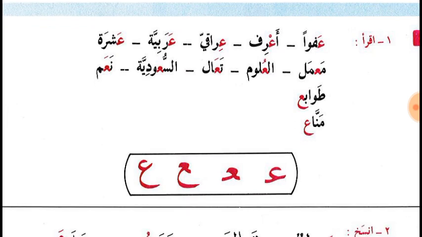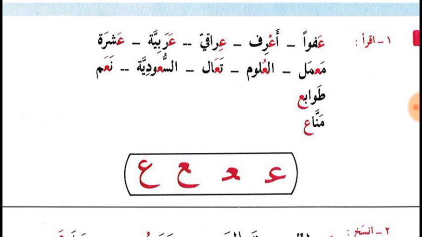Iqra' means read. So, Luma, read the first line. Okay, sir. Afwan. Afwan means forgive, pardon me, forgive me, or it also means it's okay. It has three meanings. A'rifu means I know. A'rifu, I know. Ta'rifu, you know. Ya'rifu, he knows. Just give me a moment, sir. Could you repeat the sigha, sir, again? A'rifu, I know. Ta'rifu, you know. Ya'rifu, he knows.